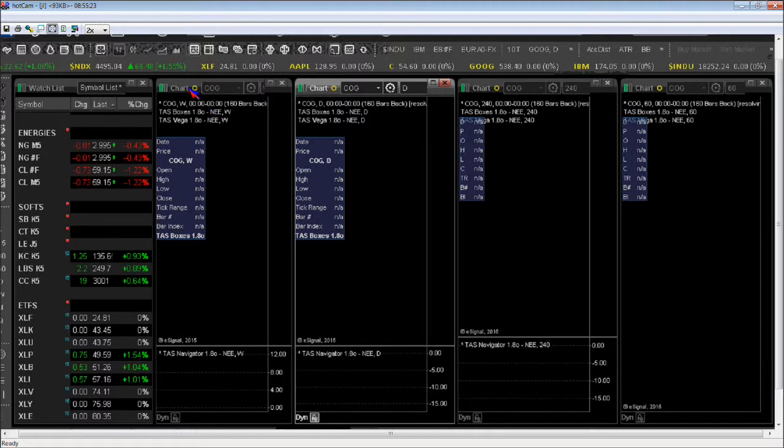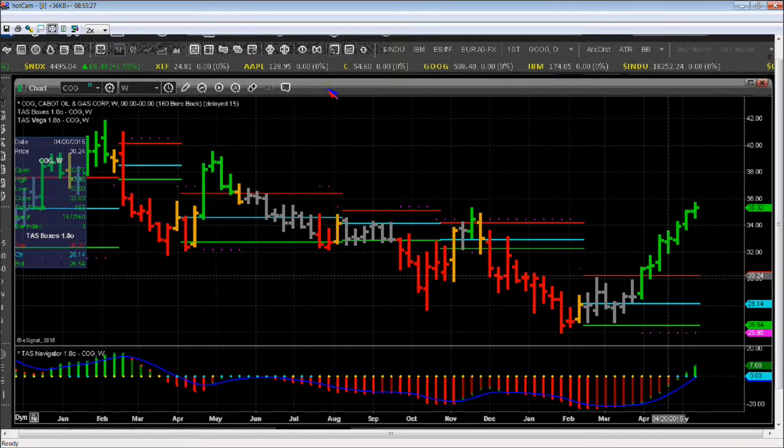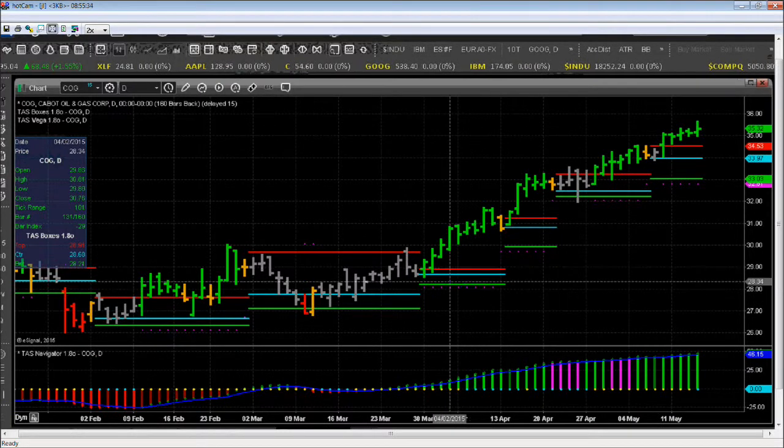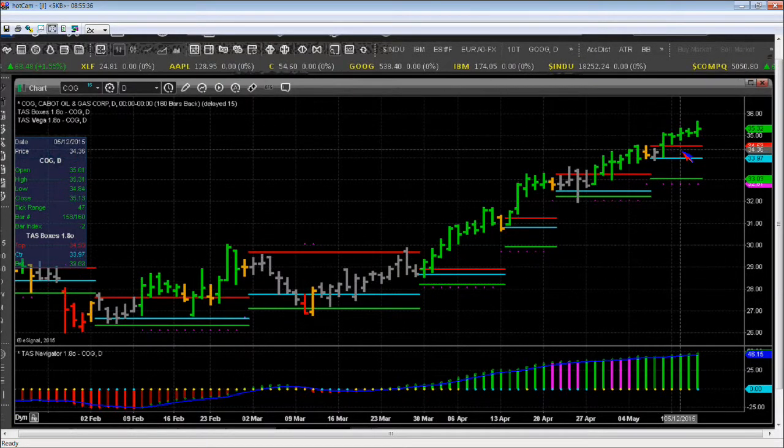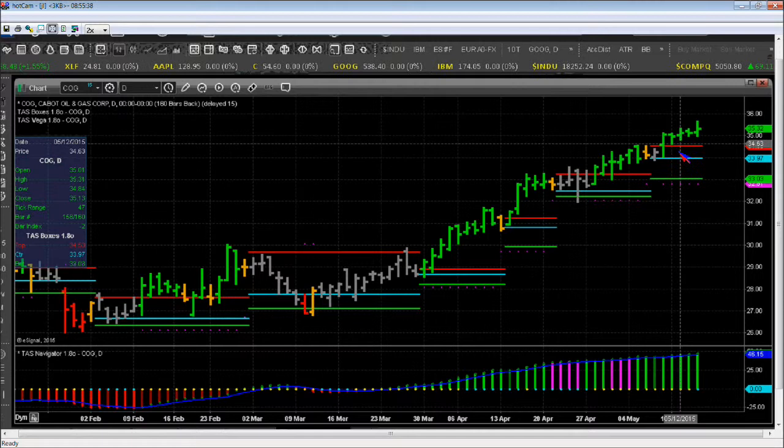All right. So obviously the weekly. 30.27 was the breakout point. And again, if you watch this thing, it's going to give you these great picks. This is Cabot Oil and Gas Corp. We've been looking at this for a while. We actually looked at it this past week, and 34.53 is the leverage point.